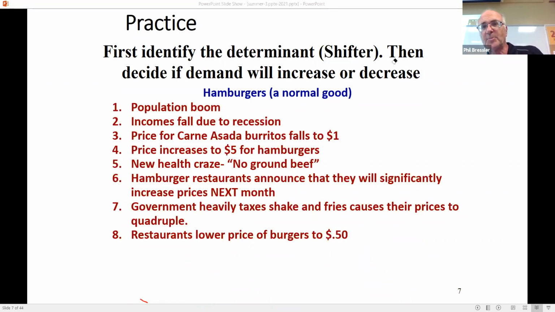The fourth is expectations. What's going to happen to prices in the future? And the last one is related goods, which are substitutes and complements. So I think of it as timer: taste, income, market size, expectations, related goods. All right, thanks. No problem.